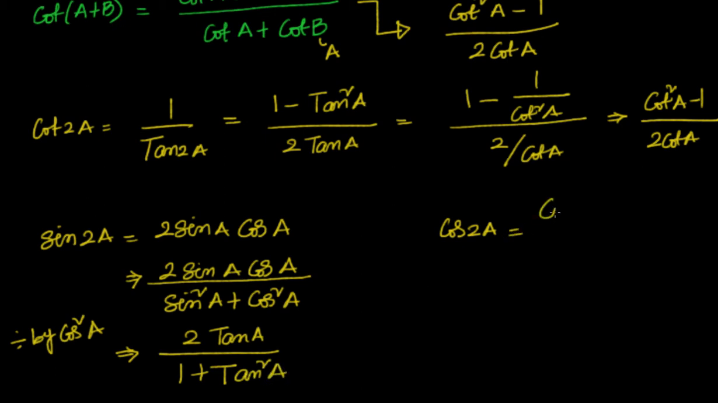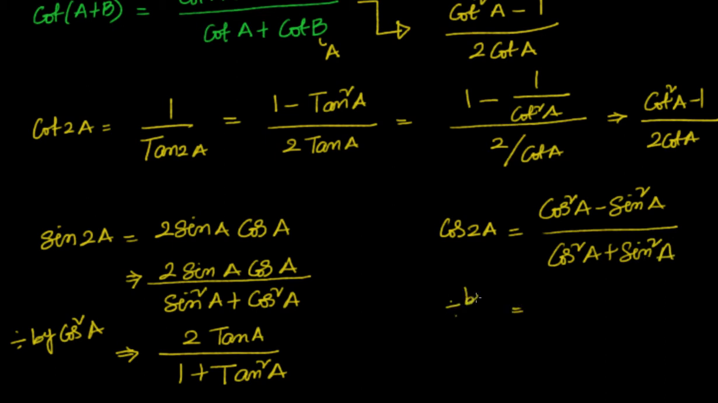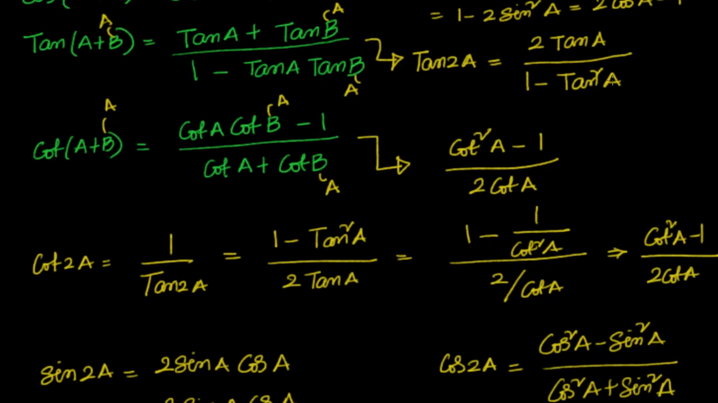Now cos 2A, the formula is, just now we have learned that it is equal to cos square A minus sine square A. Let me also put down here cos square A plus sine square A, which is nothing but equal to 1. So if I divide by cos square A, I will get 1 minus tan square A by 1 plus tan square A. And you can cross check. If you divide sin 2A by cos 2A, you will get 2 tan A by 1 minus tan square A, which is nothing but what we got earlier.